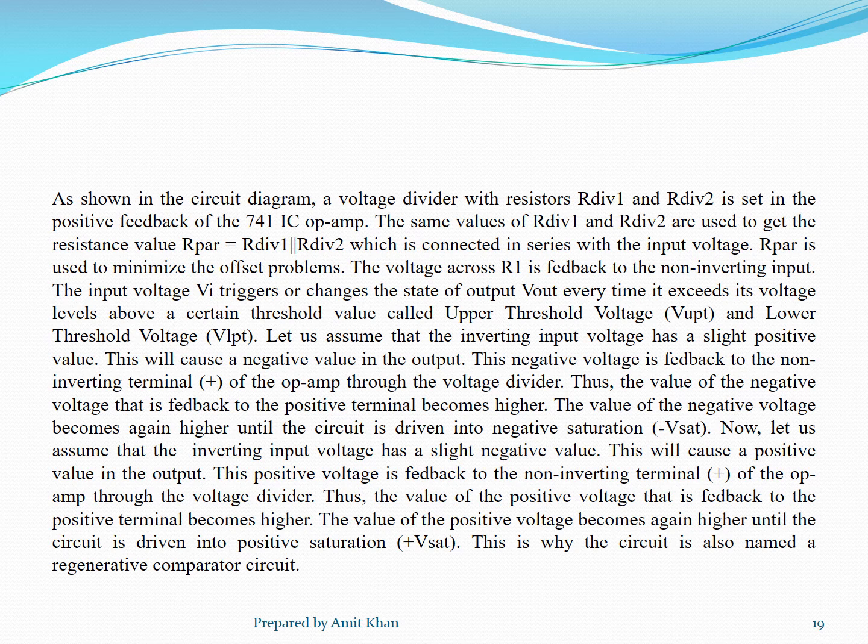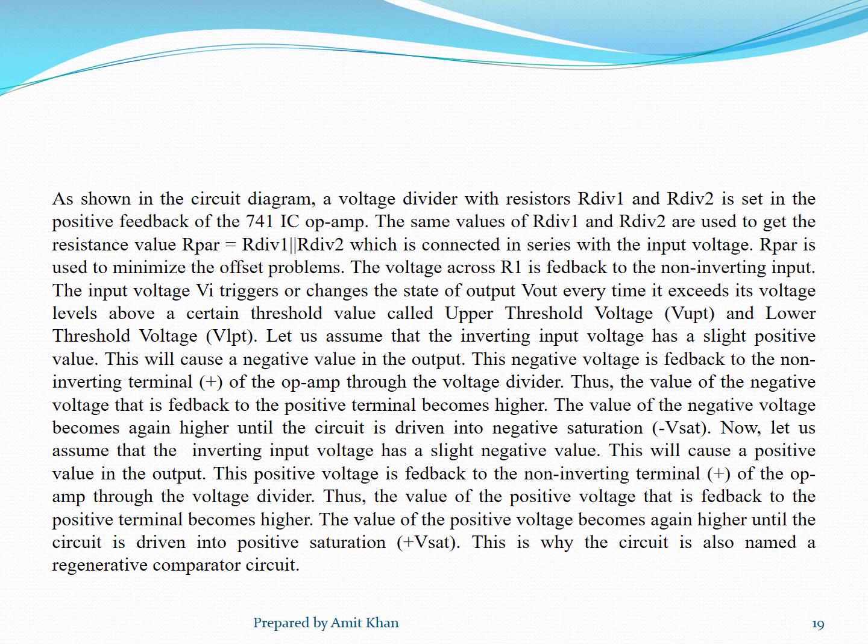So let us assume that the inverting input voltage has a slight positive value. This will cause a negative value in the output. Now this negative voltage is fed back to the non-inverting terminal of the op-amp through the voltage divider. So the value of the negative voltage that is fed back to the positive terminal becomes higher. The value of the negative voltage becomes higher again until the circuit is driven into negative saturation, that is minus V_saturation.